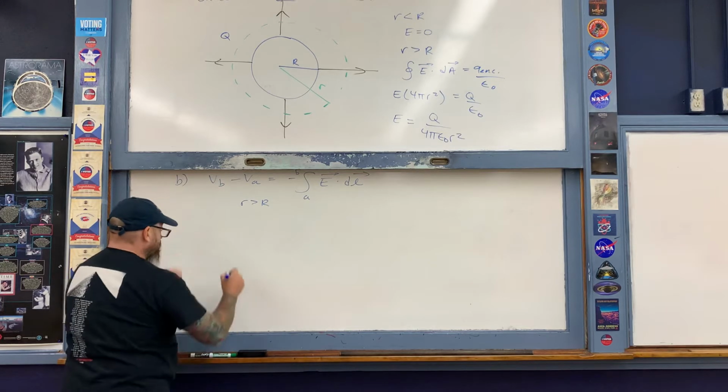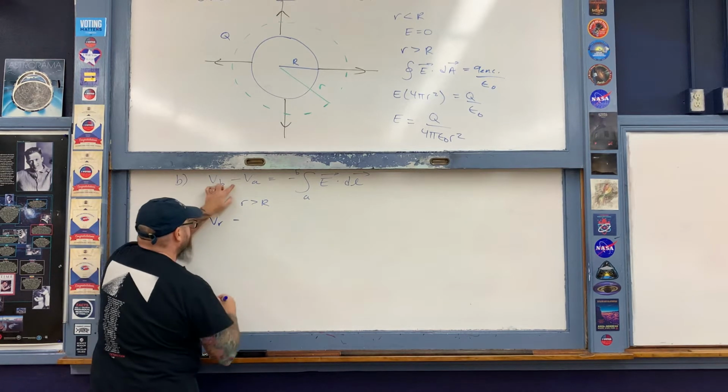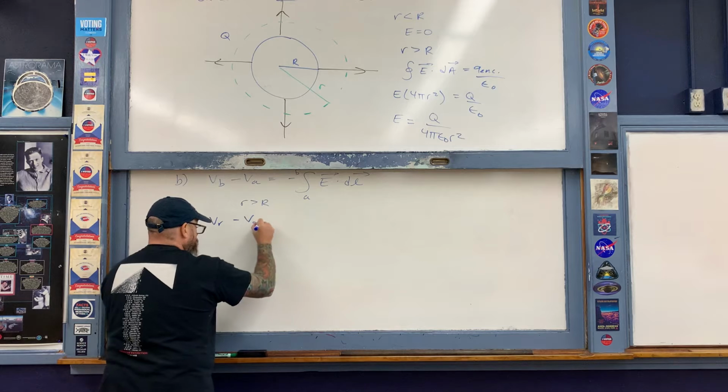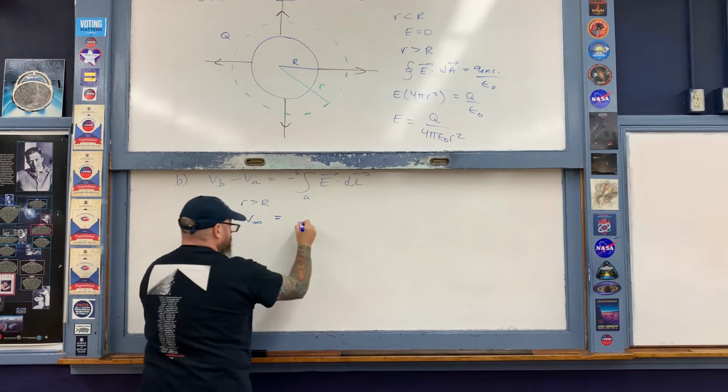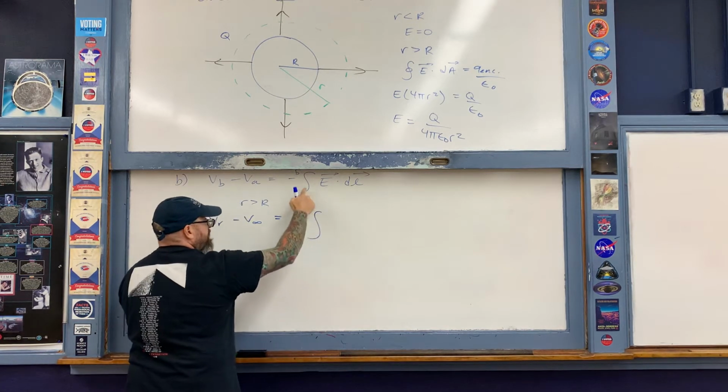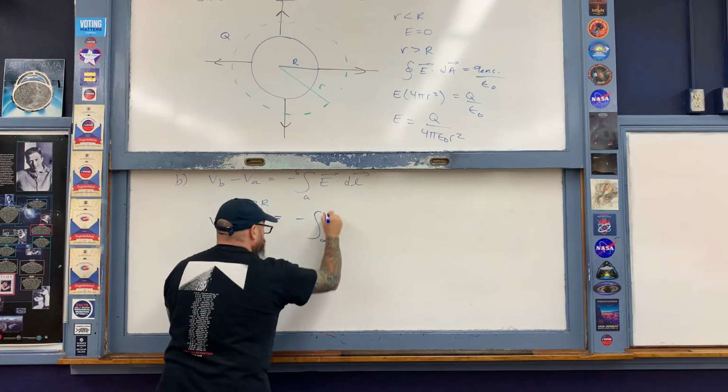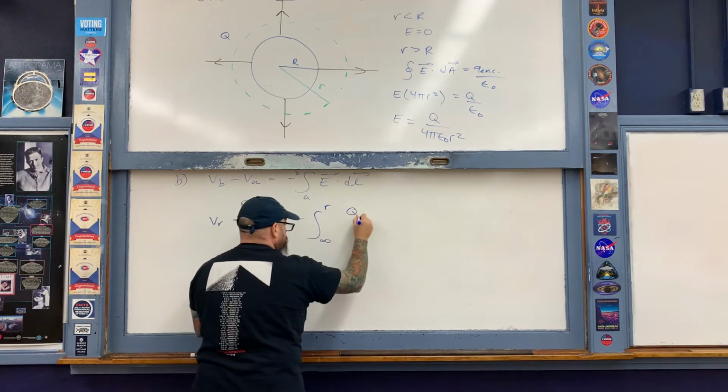Potential at position r minus potential at infinity equals then the integral from infinity to position r of the electric field.